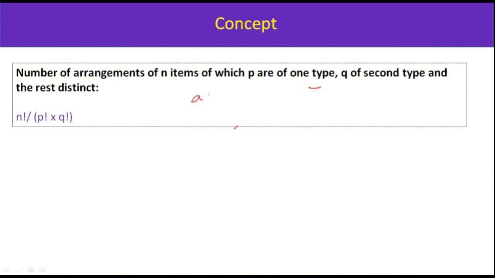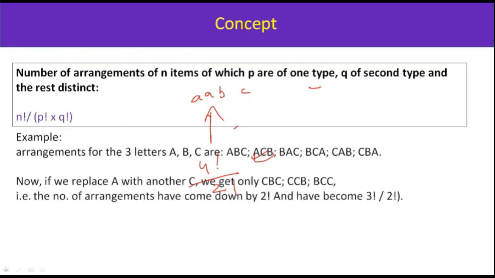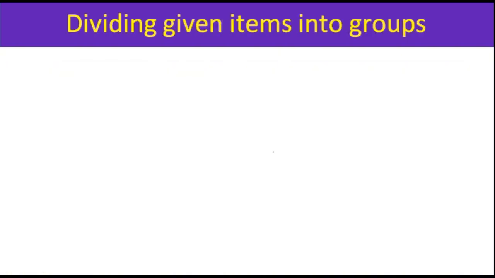Same example, a, b, c. Number of ways of arranging them is 4 factorial by 2 factorial. Same thing, so I'm not going in depth. This is just the theory part. Same example that we have already discussed. Okay, 3 factorial by 2 factorial. So again, not going into the depth of it because we have already covered it.